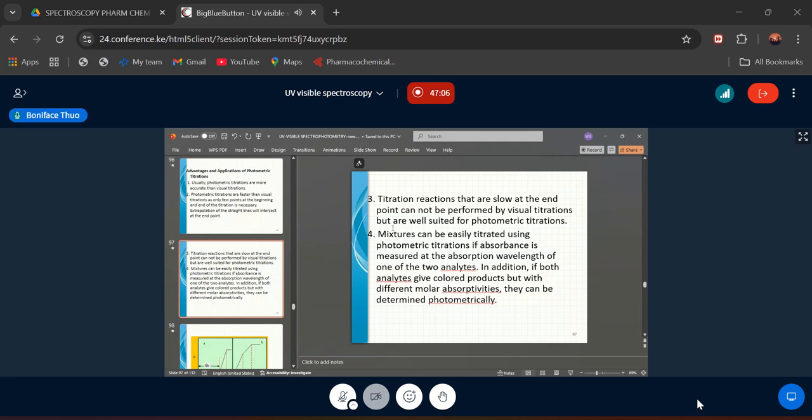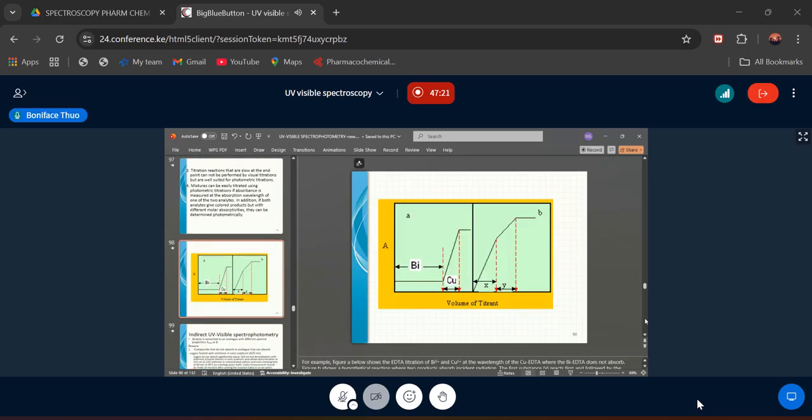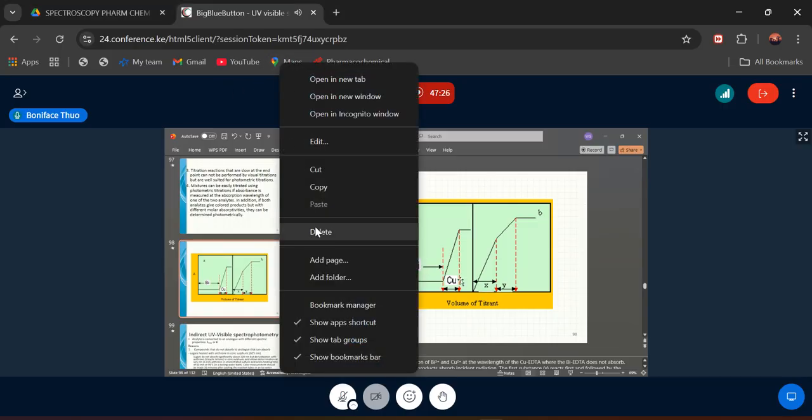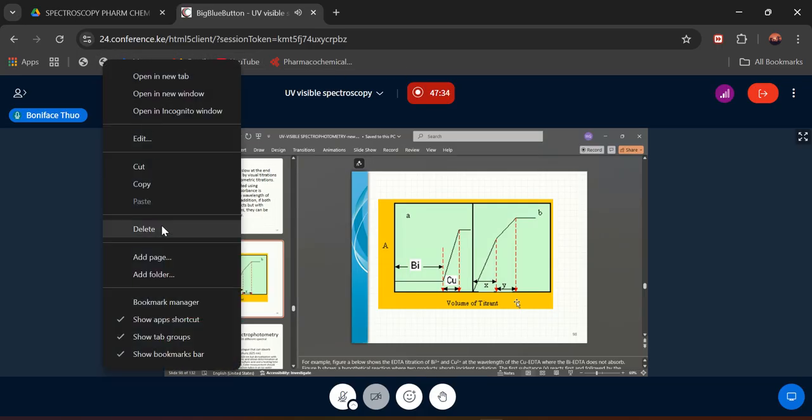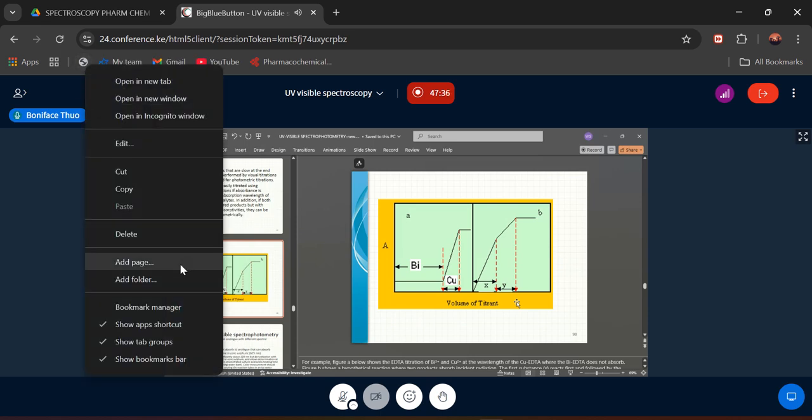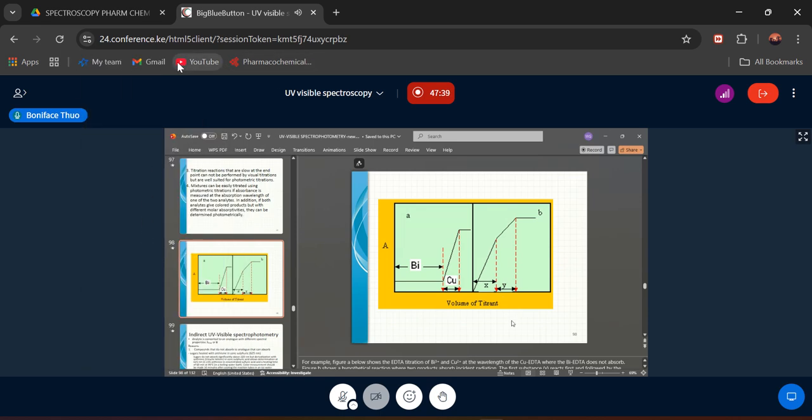And finally, mixtures can easily be titrated using photometric titrations by measuring the absorbance at the wavelength of the two analytes. Okay, so this is just a depiction of what you'd get if you are to use photometric titration for a mixture of two ions, bismuth and copper.